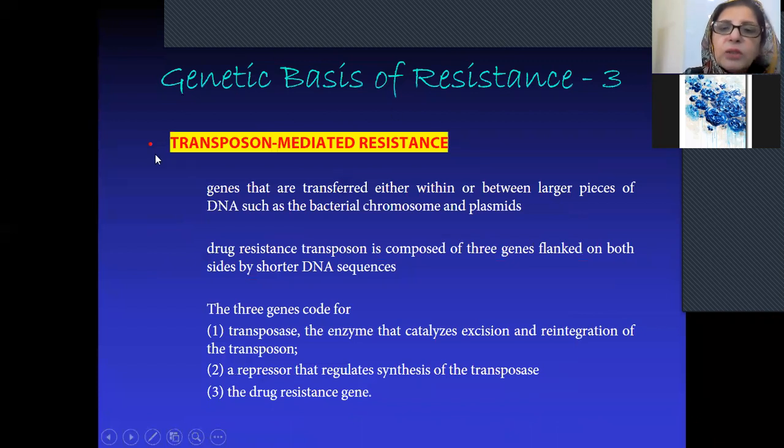Then third is the transposon mediated resistance. Transposons are again genetic material which are transferred either within the same DNA material from one place to another, or from one bacterial chromosome to another bacterial chromosome, or to the plasmids. And drug resistant transposons have 3 genes, coding for number 1, the transposase enzyme, which catalyzes the excision and reintegration of the transposon. Number 2 is the repressor that regulates the synthesis of this enzyme. And number 3 is the drug resistance gene.